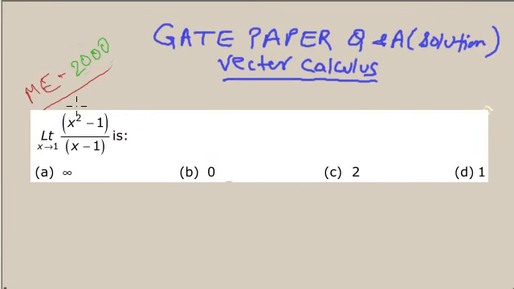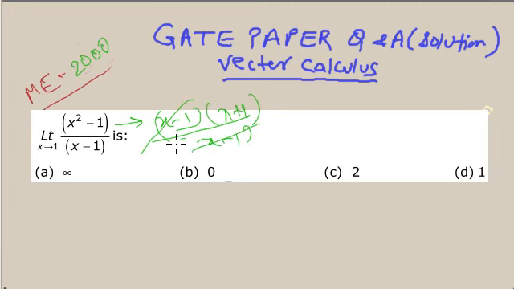This is a year 2000 question, limit of this. You can write x squared minus 1 as x minus 1 into x plus 1. Divided by x minus 1, you cancel it and you will get x plus 1. Put x equal to 1, this is 2, so the answer is 2.